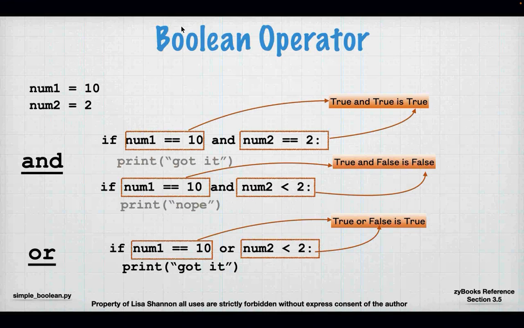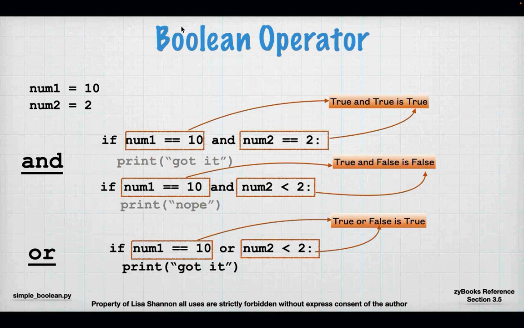If I have another one, let's say I'm doing num2 is less than 2. So I've just changed that. So num1 is equivalent to 10. That's going to evaluate to true. Num2 less than 2 is false. So I've got a true and a false. And Python's going to say, okay, I've got true, and I'm anding it with a false. That's always going to be false, so the whole thing is false.